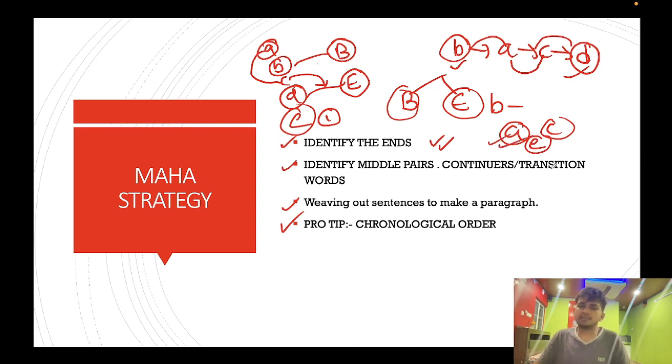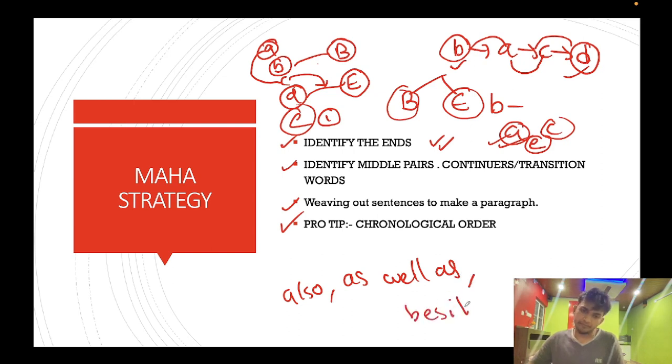Now, continuous and transition words. What are continuous and transition words? For example: also, again, as well as, furthermore, etc. These words, when they come in a sentence, you understand that they are actually establishing a sense of flow. I'll write down these words for you to refer. Also, as well as, besides, furthermore, etc.